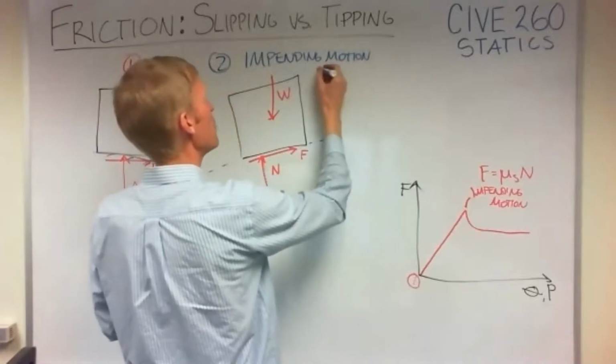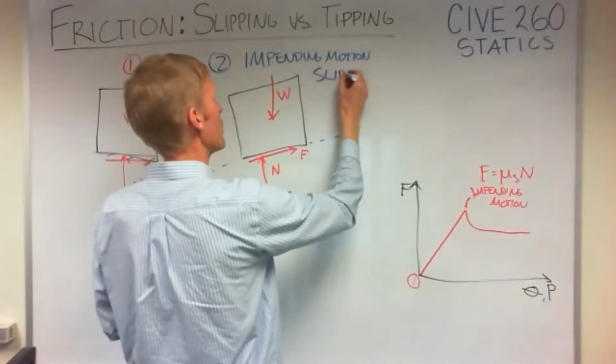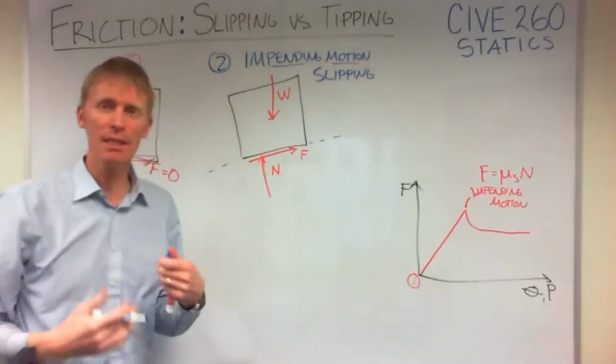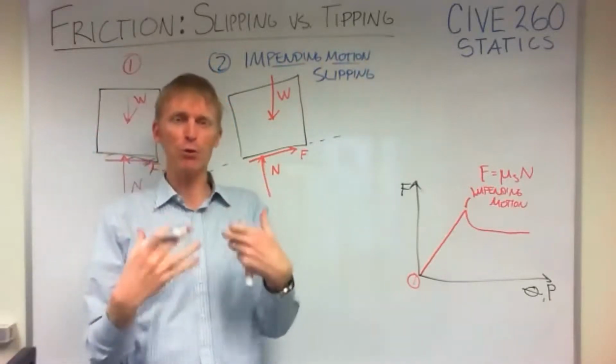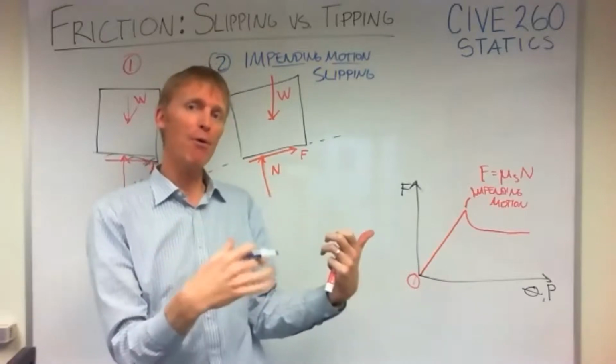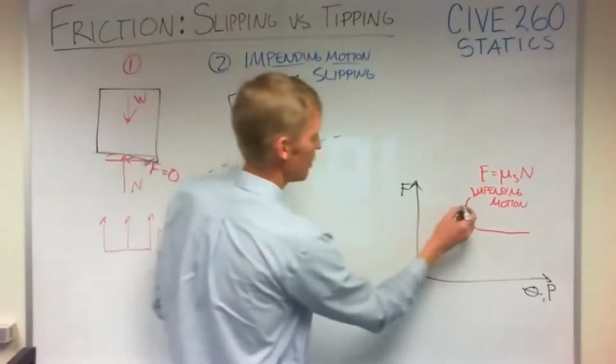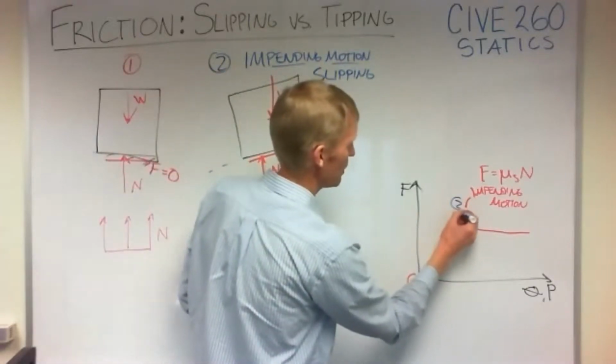And this is impending motion for slipping. If you think about the words impending motion, it really just means something's about to move. It can be about to slip, or it can also be about to tip. And so this is going to be this point right up here.